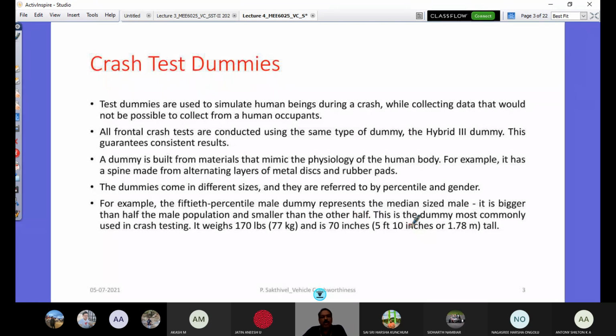This is the dummy most commonly used in crash testing, and it weighs 75 kgs and the height of the dummy is 5 feet 10 inches tall. So these crash test dummies are ready to be accommodated in the driver position.